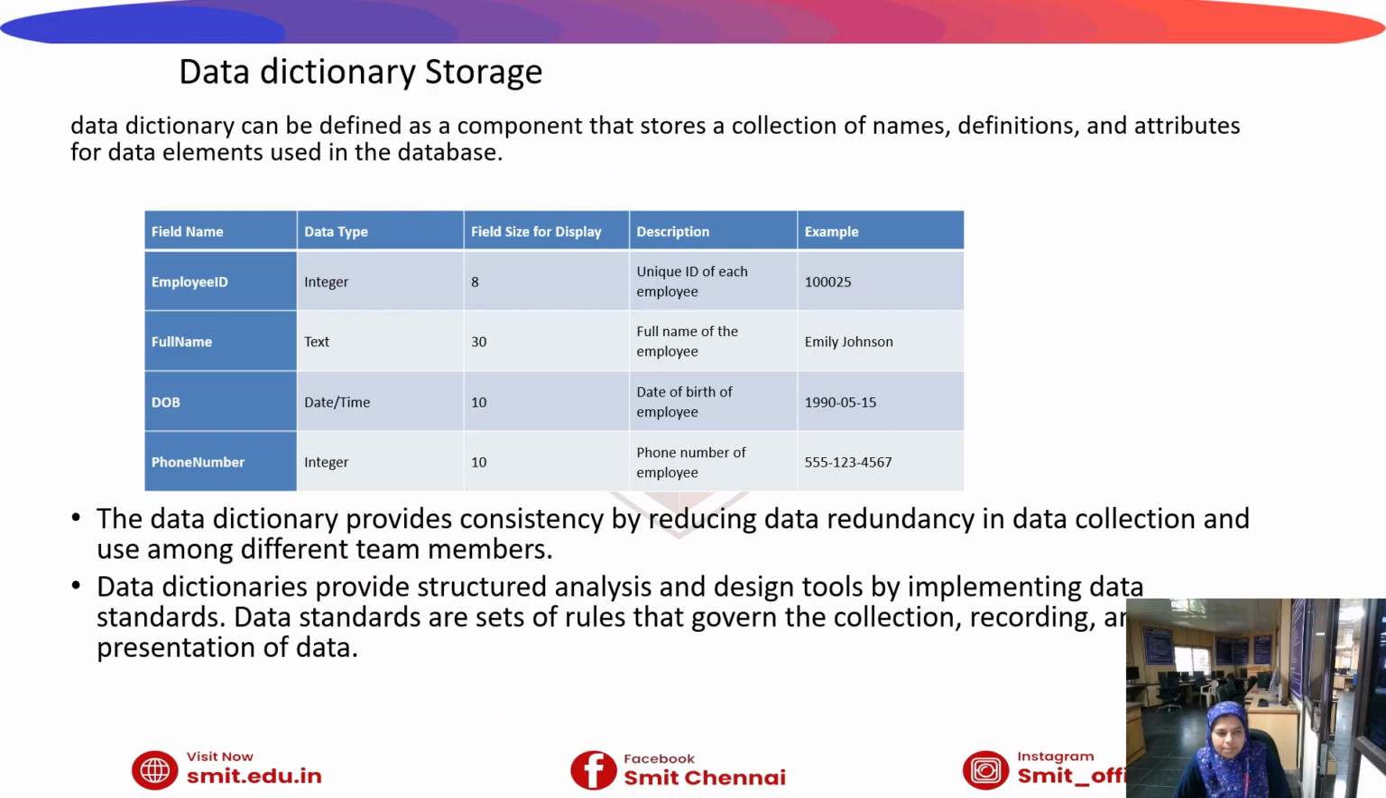For example, employee ID is the field name. What is the data type? Integer, we are using for employee ID. What is the field size of it? Int. And the description of it is unique ID. The example is, what is that ID for? Likewise, for full name, the data type will be text. What is the size? It's 30. And the description will be the full name of the employee. So likewise, all the fields consist of a description about that particular field.